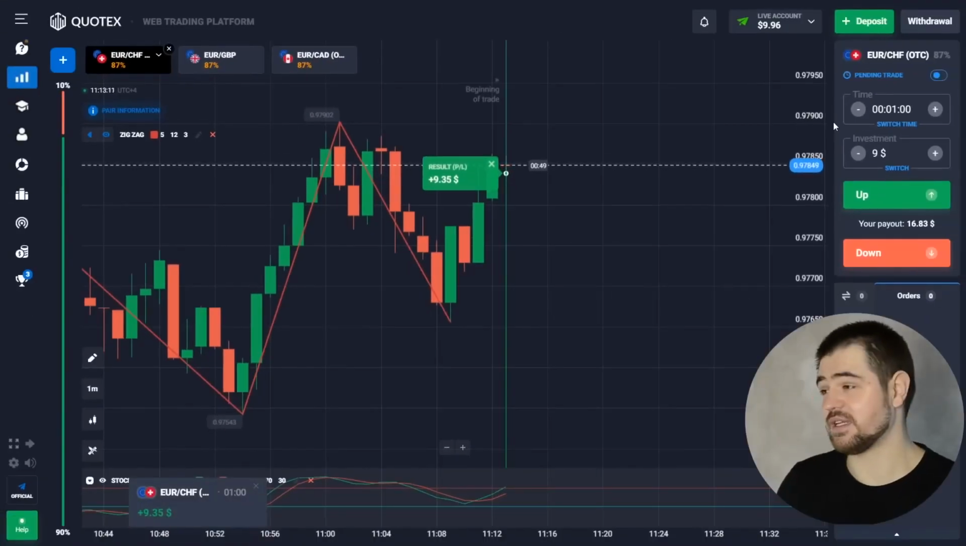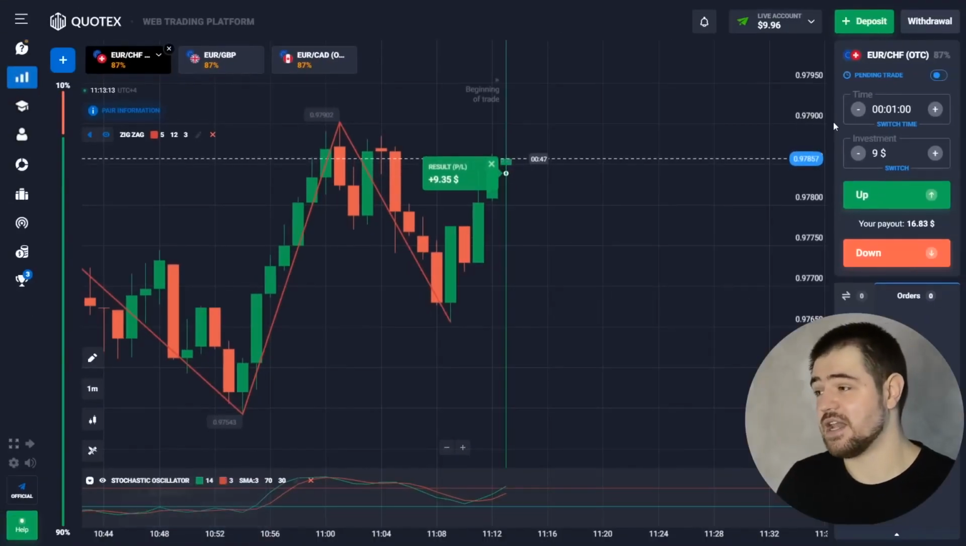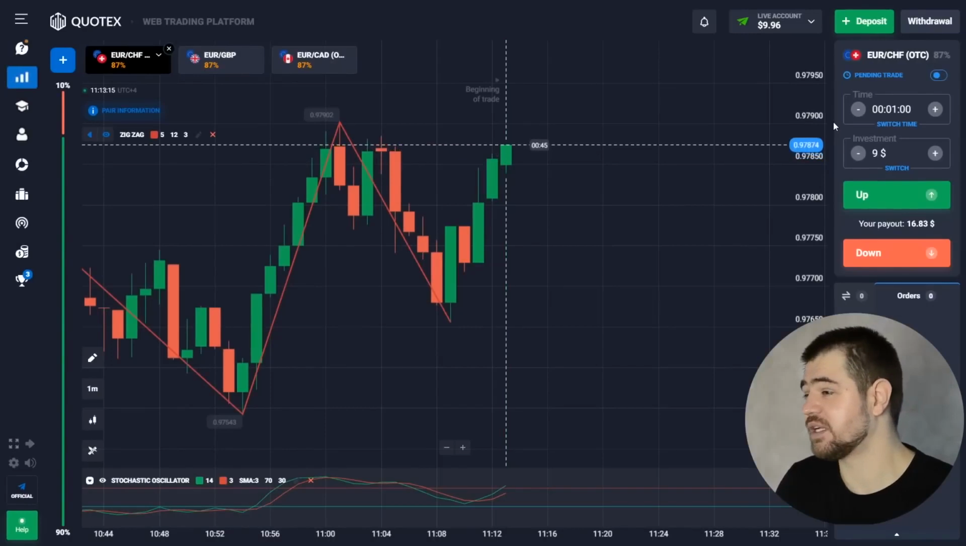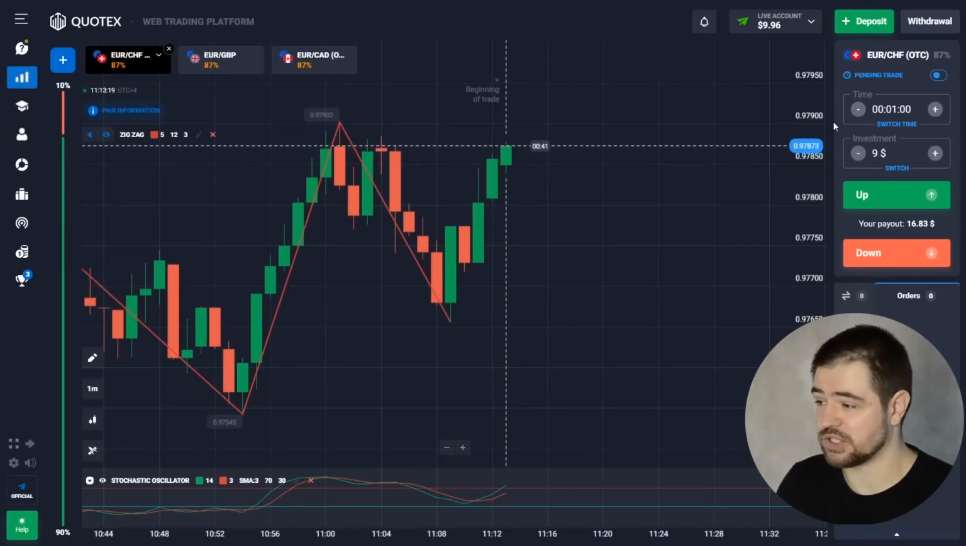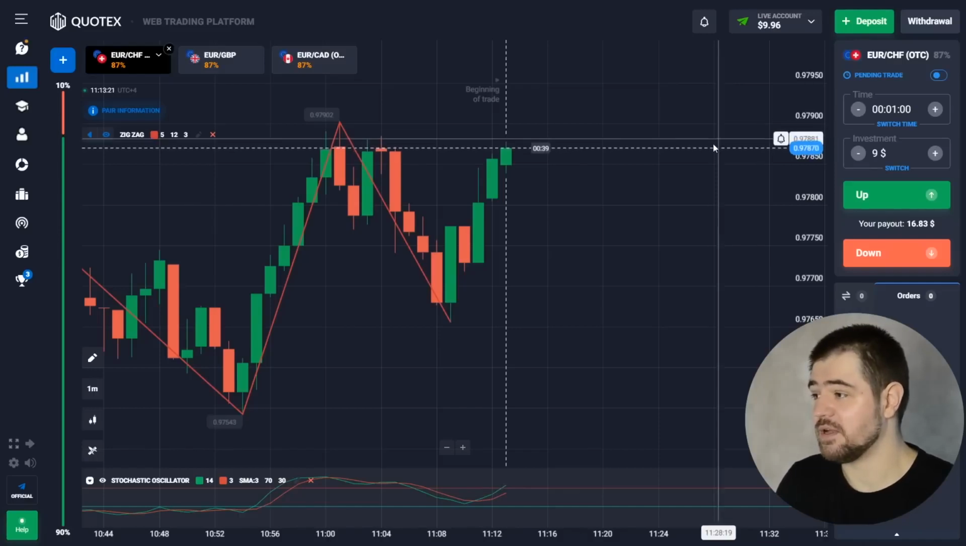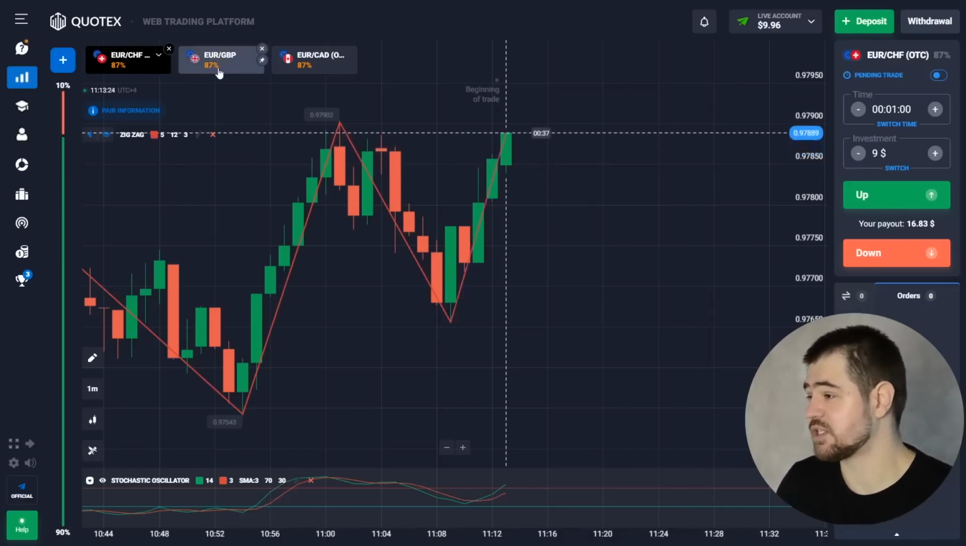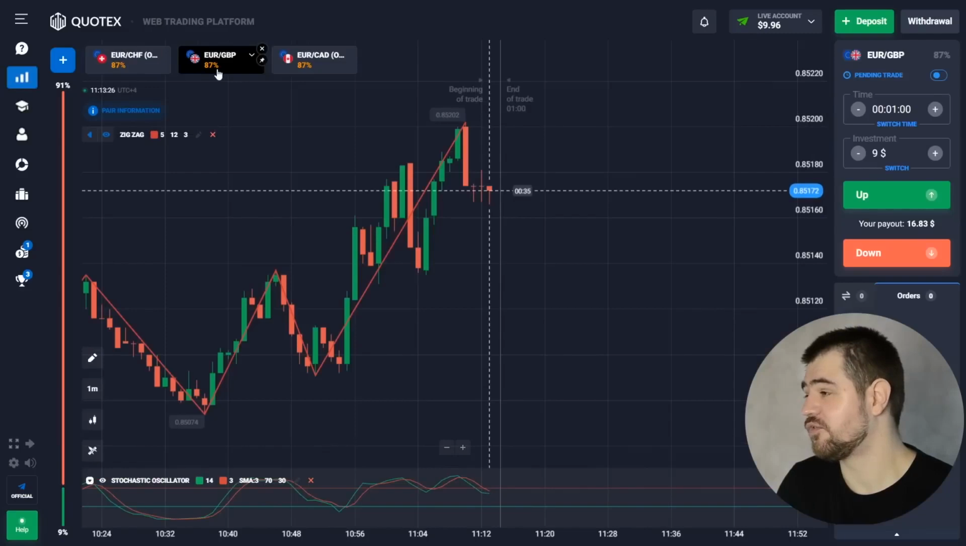Here's the first profit. It's not too huge. It's $9.35, and we're gonna go next with $9 for our next option. As you can see, the price is going up, just as I said on this one. Let's go for the next option, which is this currency over here.